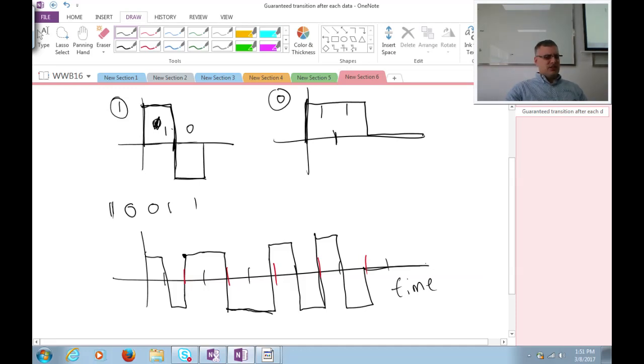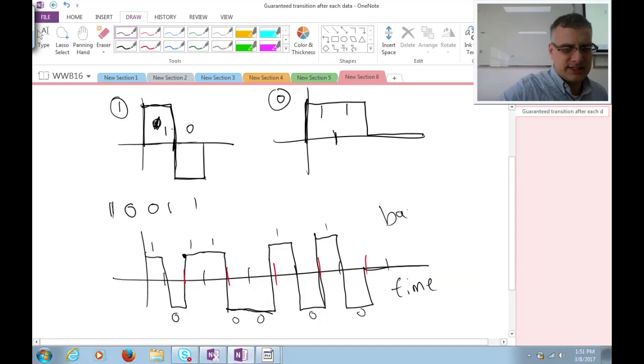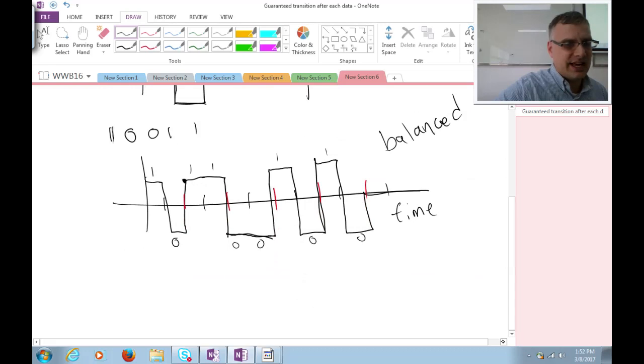Now, look at the interval. I just picked these bits at random, 5 bits at random. The 5 bits by themselves are not balanced, right? I've got 3 ones and 2 zeros. However, you'll notice I have 5 ones and 5 zeros. This is balanced. Doesn't matter what I transmit, I'm balanced at that point.